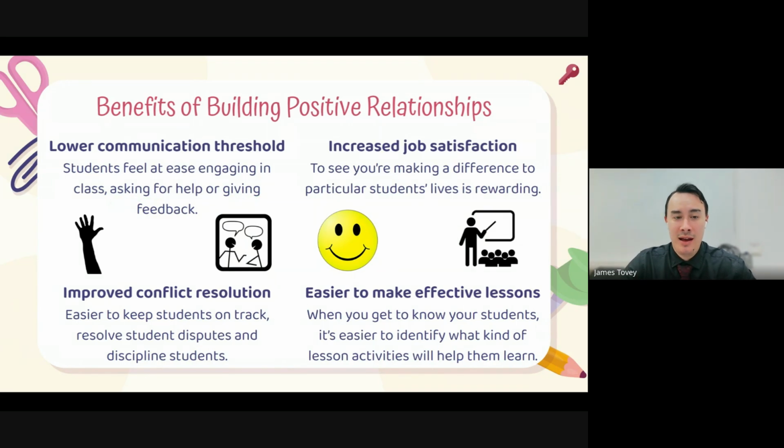An example of that might be, hey, teacher, the font on this slide's too small. A student who can't read the font, if they don't trust you, if they don't have a good relationship with you, will probably just ignore it and won't even try that class. If they have a better relationship with you, maybe they'll actually speak up and say, hey, can you fix it so I can actually learn? Okay. Improved conflict resolution as well. A good positive relationship with the student makes it easier to resolve these conflicts: to keep the students on track, to resolve disputes between students, and to discipline students as well if necessary.